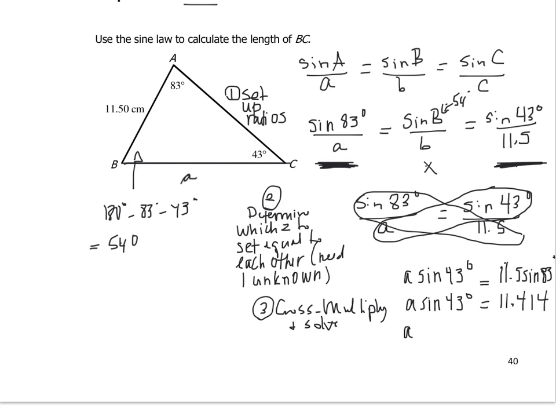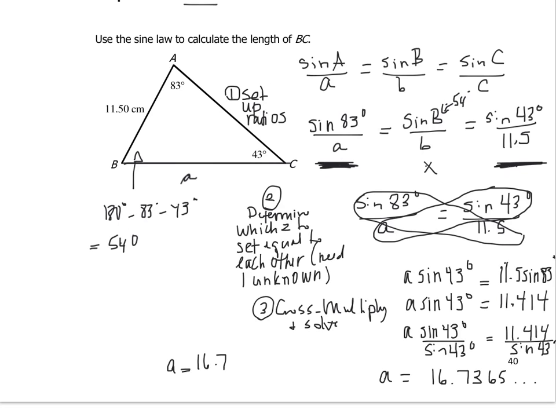And then if I want to get A by itself, I want to get rid of this sine of 43, which is being multiplied by A. So I have to divide it out of both sides. So A would equal 11.414 divided by the sine of 43. It's going to give me 16.7365, and so on. So rounded off to the nearest tenth would be 16.7 approximately. And that would be in centimeters because the other one is in centimeters.